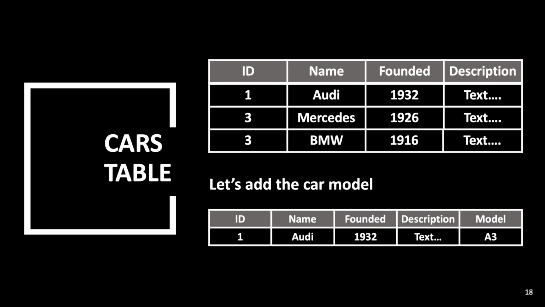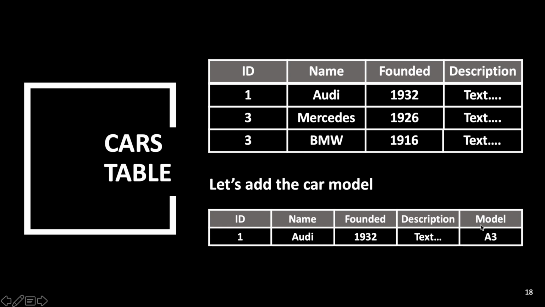Would you adjust your current car table by adding a new column model, or would you create a new table? Well, if you would add a new column, it would look like this, right? We have our ID, name, founded, description, and our model. Like I said, the issue is that one car has many models, and not only one. So we would have multiple IDs with the same name, same founded, same description, but different models.